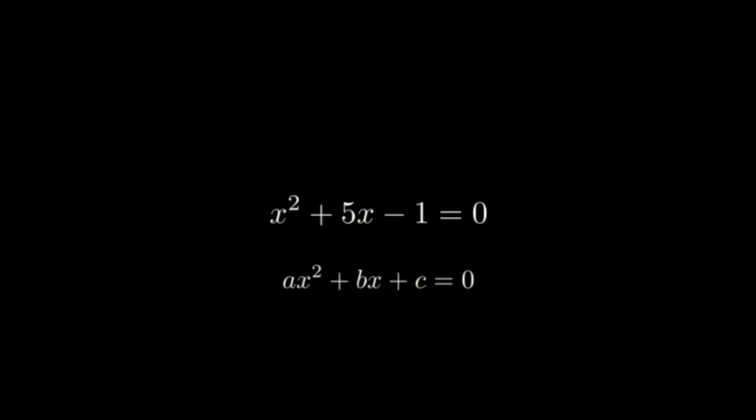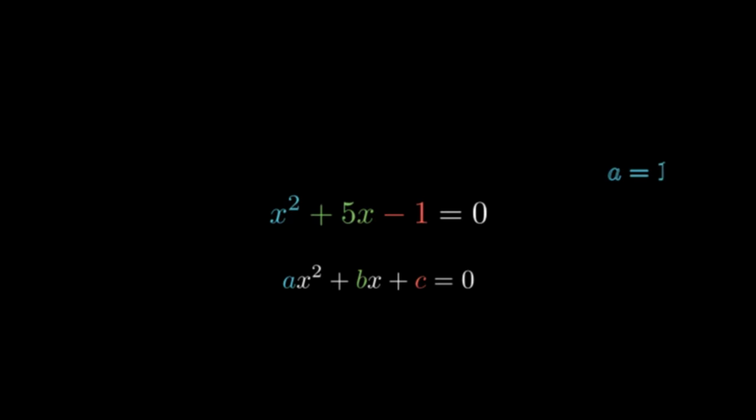The standard form is written as ax squared plus bx plus c equals 0, where a, b, and c are numerical coefficients. Let's identify the coefficients in our equation by color-coding each term. This will help us clearly see which number corresponds to which coefficient in the standard form. Looking at our equation, we can now determine the exact values of our coefficients.